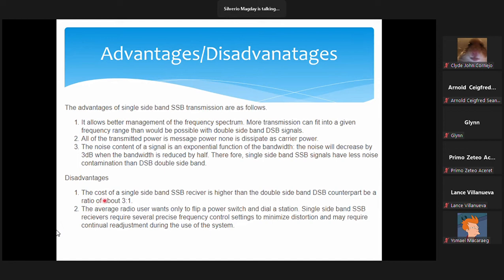So sa disadvantages, yung cost, of course, dami yung components mo. Nagkakaroon ka ng other mga such as filter methods and so on and so forth. The average radio user wants only to flip a power switch and dial a station. So complex din yung nangyayari dun sa part naman ng technology.